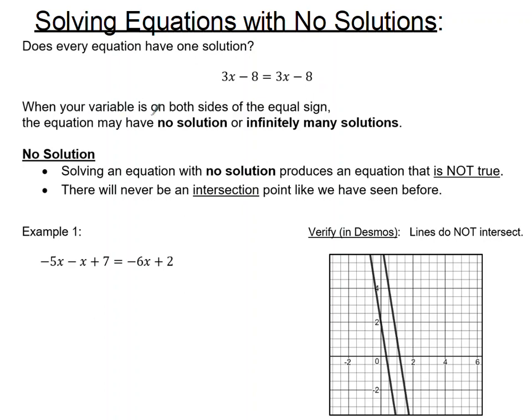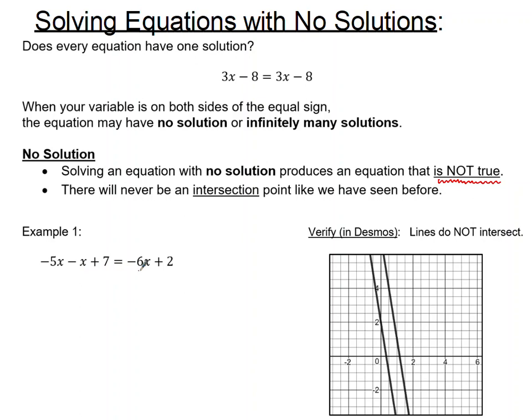When your variable is on both sides of the equal sign, the equation may have no solution or infinitely many solutions. Let's first look at equations that have no solution. Solving an equation with no solution produces an equation that is not true. There will never be an intersection point like we have seen before. Let's see what this looks like in example 1.